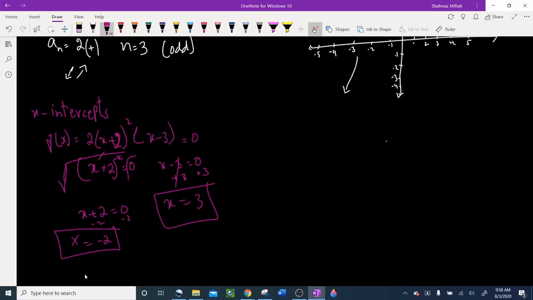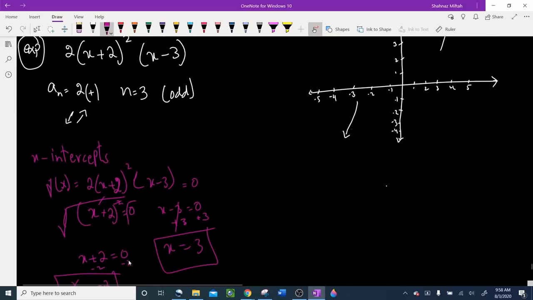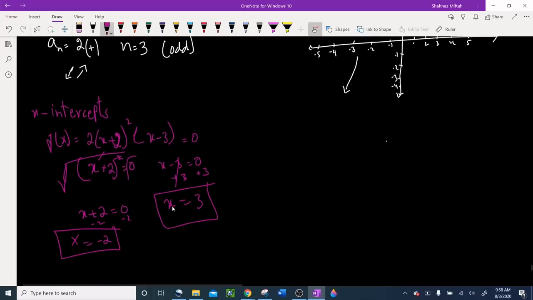So you guys can tell, let's figure out the multiplicity after we find the x-intercepts. Since the x minus 3, the multiplicity for this, like k for that one, is equal to 1. 1 means it's odd. For this one, k is equal to 2, so then it's even.